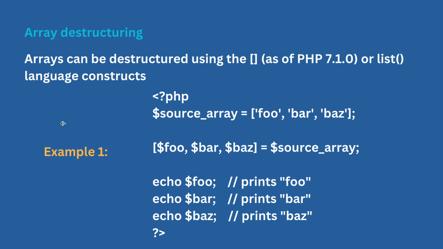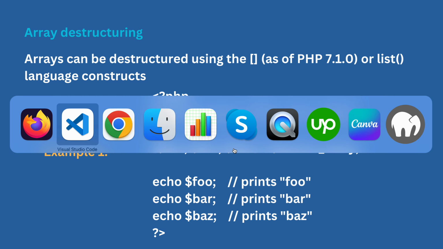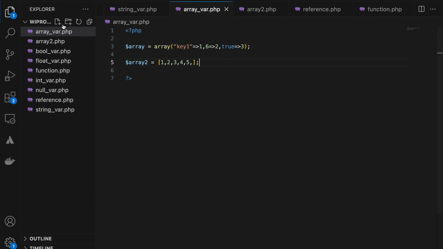Now here another example is array destructuring. So an array can be destructured using this square bracket. Previously the function was list. What is the meaning of destructuring? I have this array. How many elements are there? 3. But if I write something like this and give the name of the array here, what will happen? These 3 values will be assigned to the 3 what? Variables.